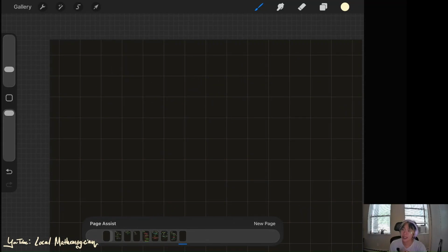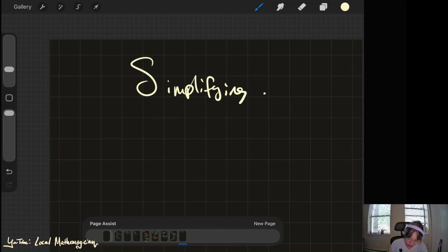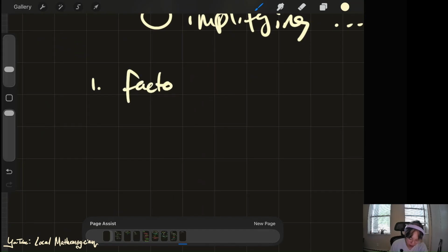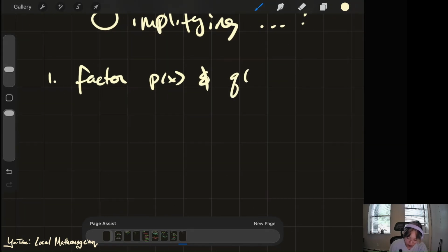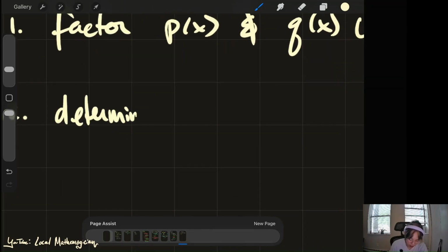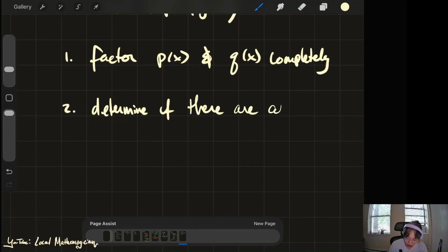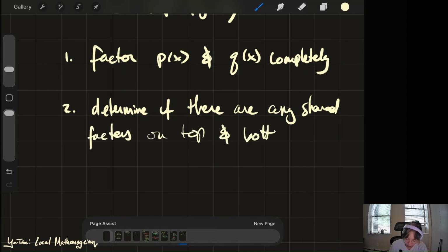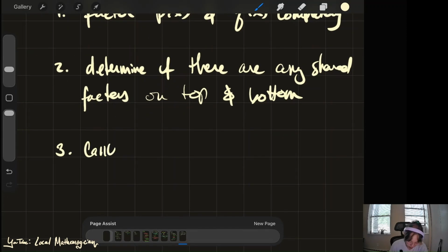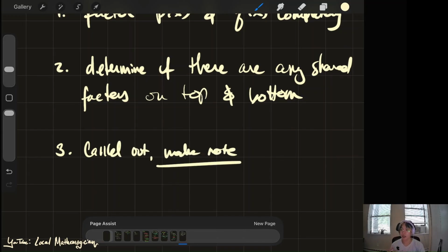Now, finally, the most important part is simplifying rational expressions. Okay. So 1, factor p of x and q of x completely. 2, determine if there are any shared factors on top and bottom. Cancel out, make note. Okay? Because just because it's simplified doesn't mean that it makes the expression true. Okay, let's do an example.